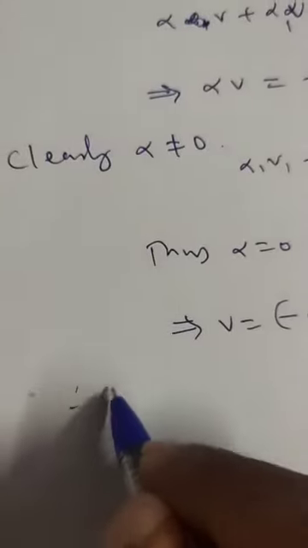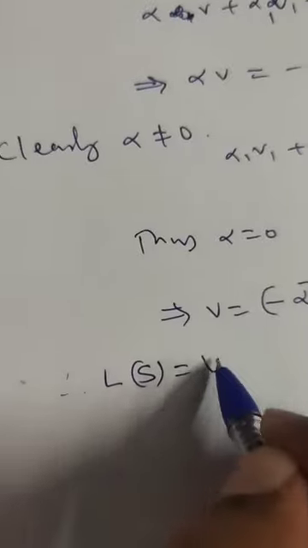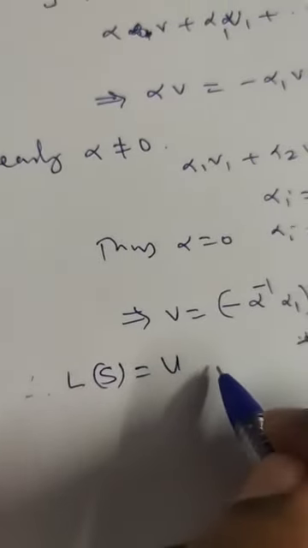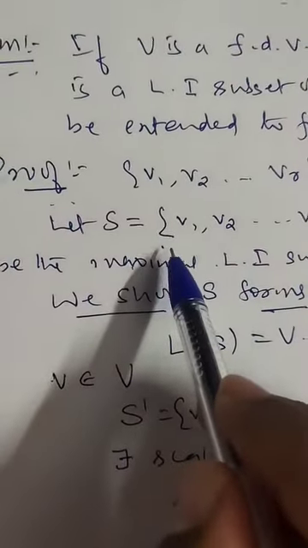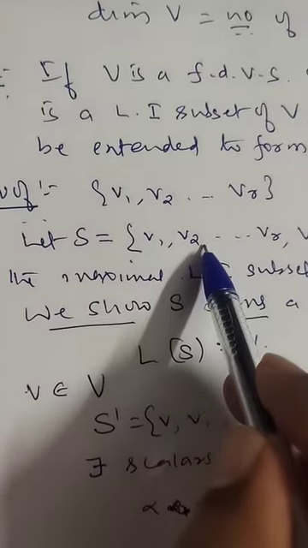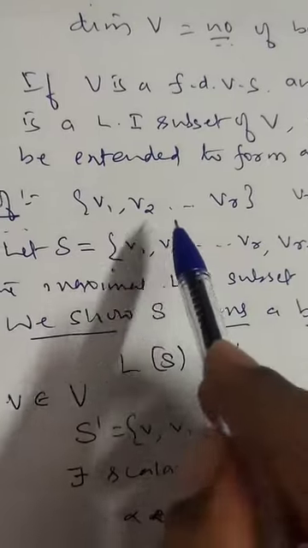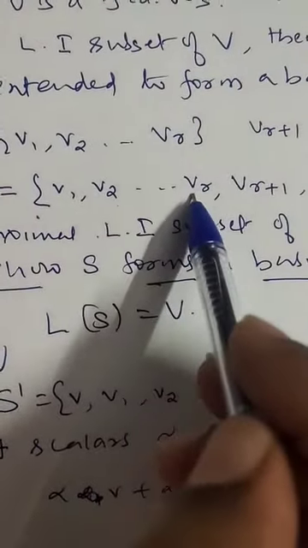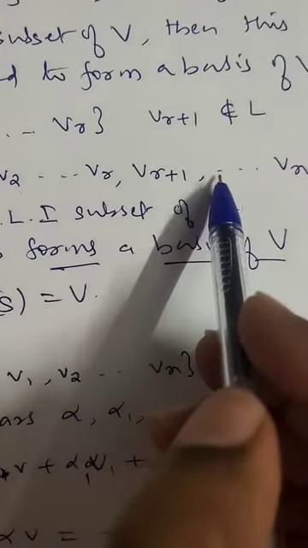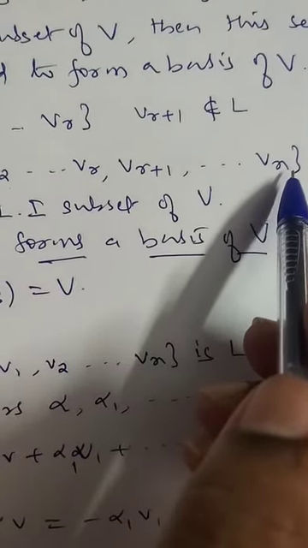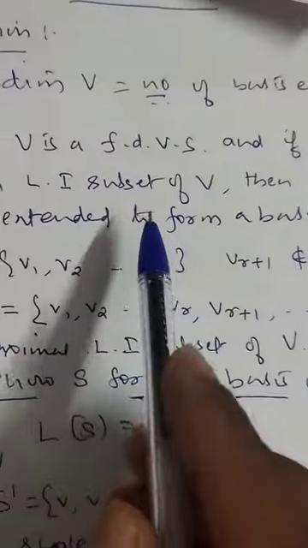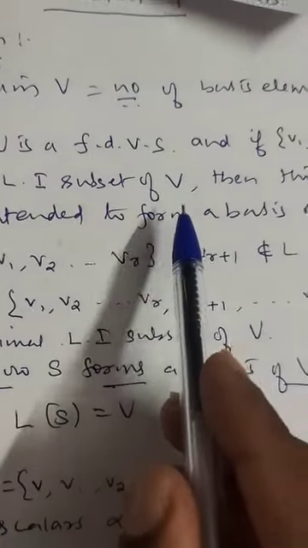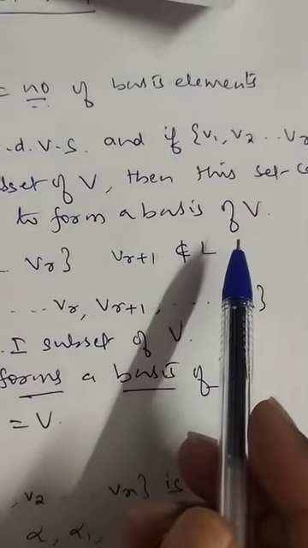Therefore L of S is equal to V, which means S spans V. Already we have taken S to be linearly independent, therefore S forms a basis. Now S is an extension of the given linearly independent vectors, because r vectors we had taken, and additionally we add n minus r elements. Therefore any linearly independent set can be extended to form a basis of V.